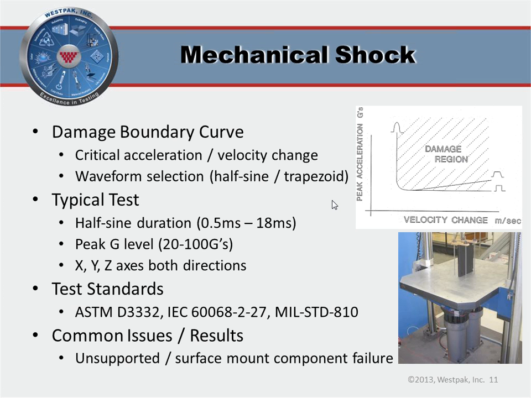Peak acceleration levels vary all over the map, and again, it depends on what you're trying to do. If you're doing an acceleration test, critical acceleration, the 20 to 100 G range is very common. If you're looking for velocity change measured in inches per second or meters per second, somewhere in the neighborhood of 100 to 300 is also a very common number.